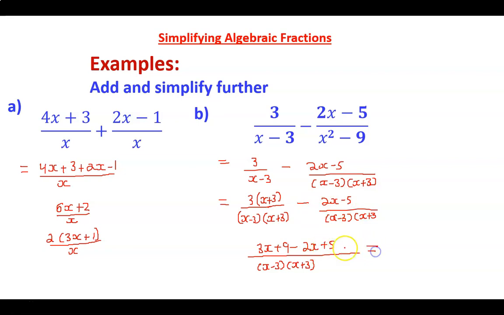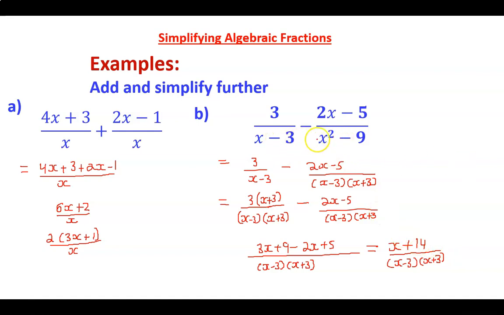Last step now. What is 3x take away 2x? That's 1x. And what is 9 plus 5? 9 plus 5 is 14. On the bottom you got x minus 3 and x plus 3. Can we go further than that? No, we can't, because we cannot simplify this one. We cannot factorize this one. So there's nothing to cross out.